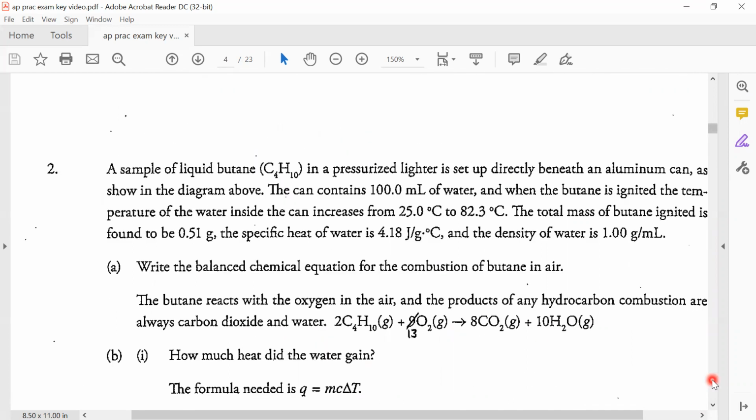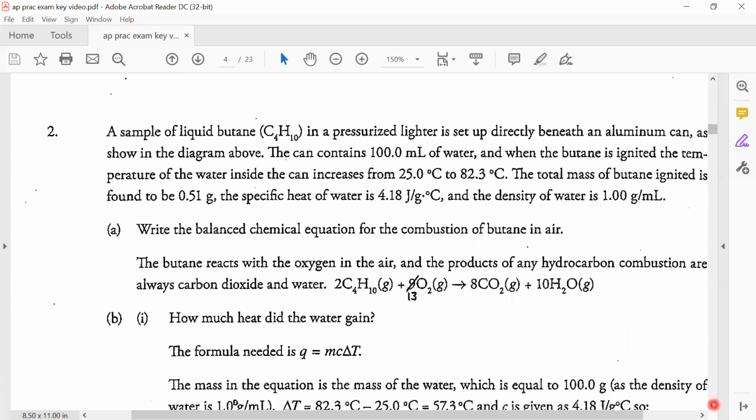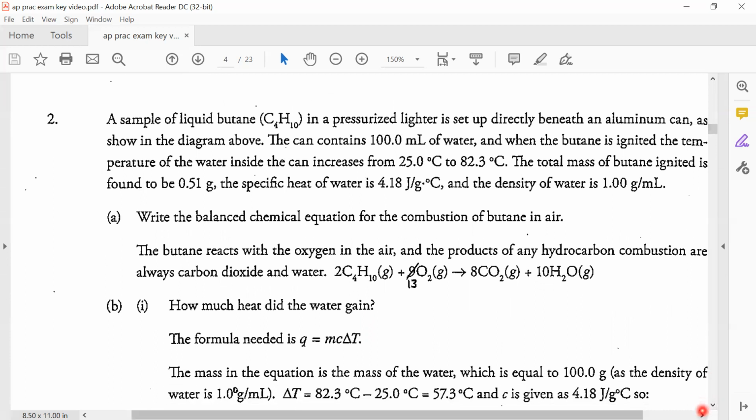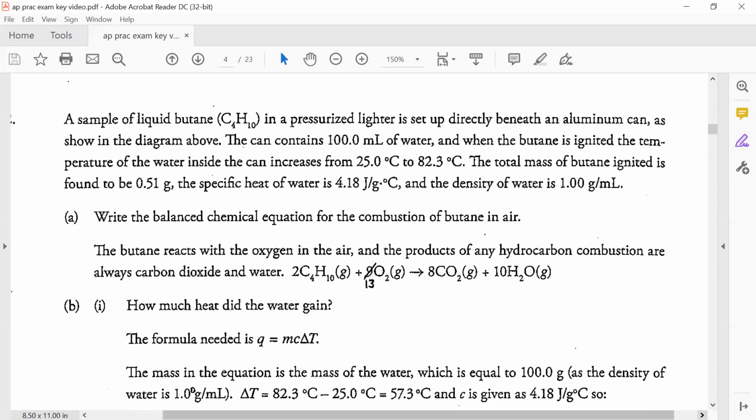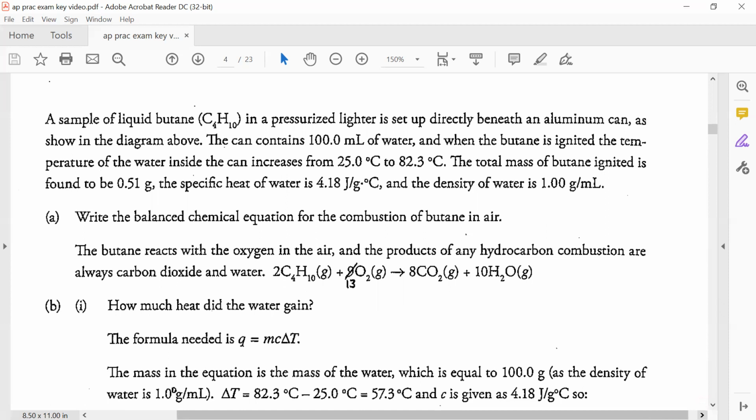All right, let's look at question 2. We've got a butane lighter. I think if you go to your test, you'll have a picture of this, but we've got a butane lighter underneath an aluminum can with some water in it, and we're going to heat the water. First off, we're asked to balance the equation. Princeton Review didn't do this correctly. This would be the correct balanced equation right here.